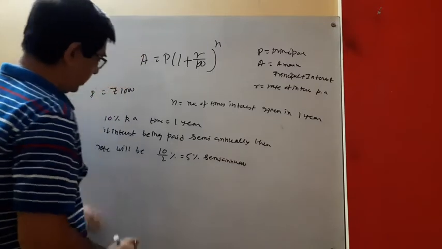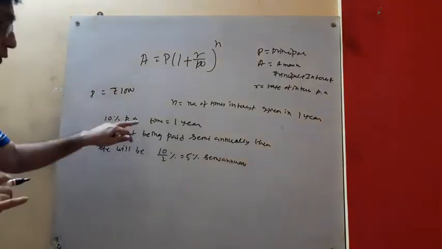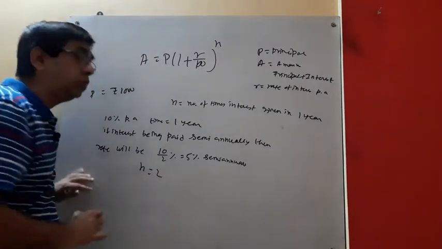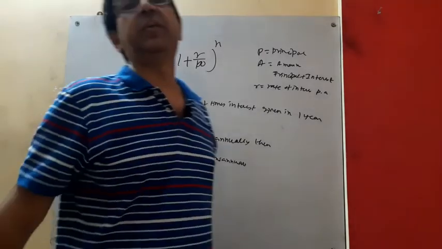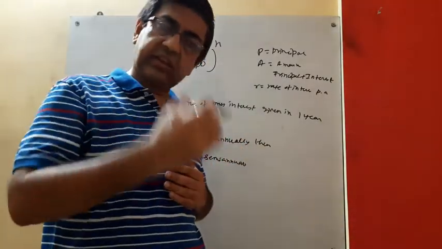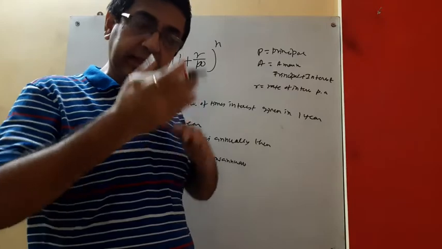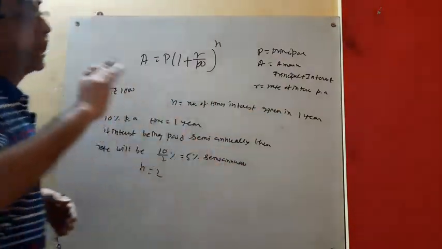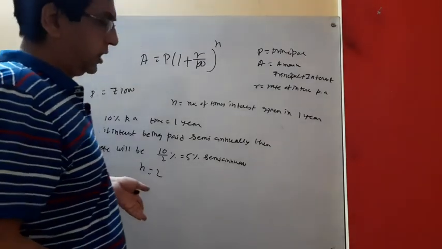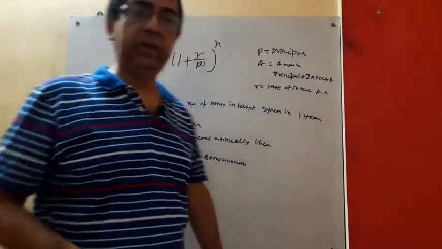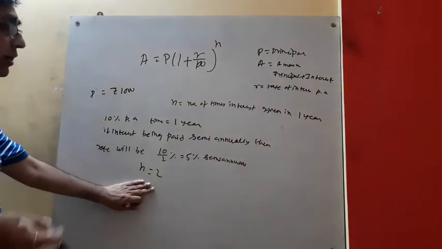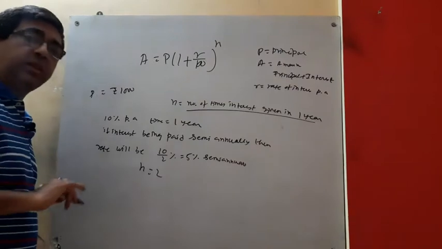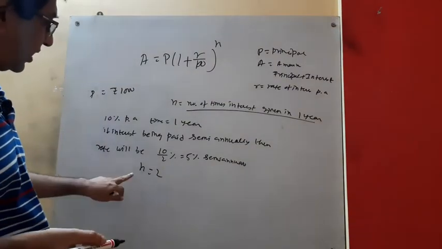And the time will be, look, N will be 2, because 2 times interest is given. In the first case, after 6 months interest is given, and that interest is added to the principal, so the principal is also changed, and at the end of the next 6 months, he or she will get another interest. That is why N will be 2, the number of times interest is given in 1 year.